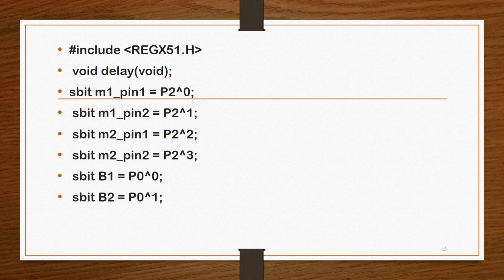There I have mentioned X, but usually we are using, say, Atmel's 51. So the REG51.H header is enough. Then motor 2 pin 1 and pin 2 are connected to P2.2 and P2.3. Then sbit B1 and sbit B2 for switch purpose, so they are connected to P0.0 and P0.1.